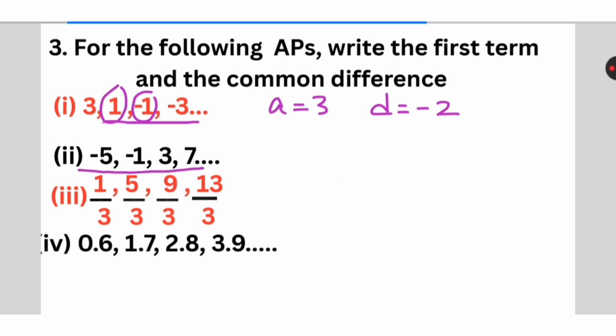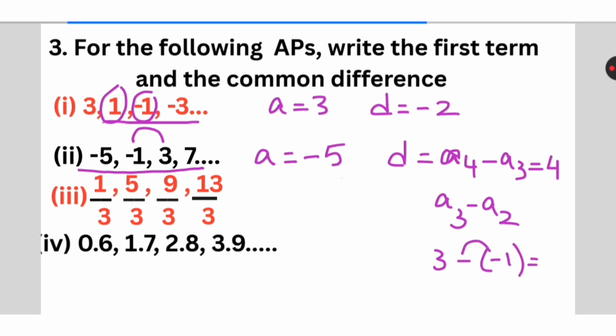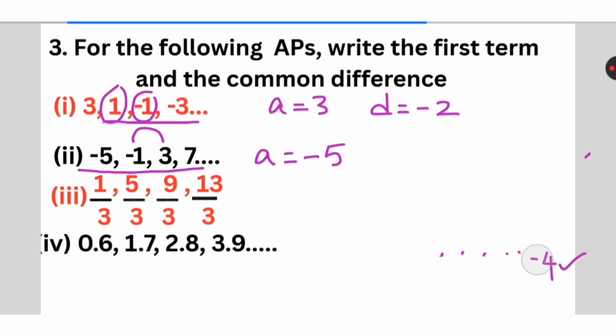Now look at the second sequence. Here A is minus 5 and we need to find the common difference. First, second, third, fourth, so here they give 4 terms. If you do A4 minus A3, A4 is the fourth term, which is 7, minus the third term, 3. So 7 minus 3 gives 4. Likewise, you need to check all the terms' differences. Now we do A3 minus A2. A3 is 3 minus A2 which is minus 1. So minus into minus is plus, 3 plus 1 gives 4. So here the difference is the same, and here the difference is the same. That means the common difference is 4.